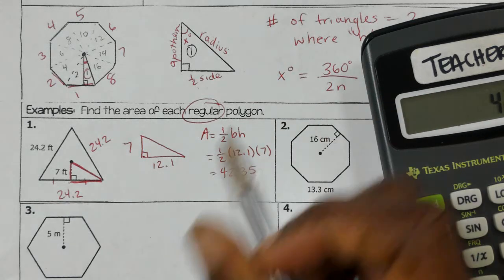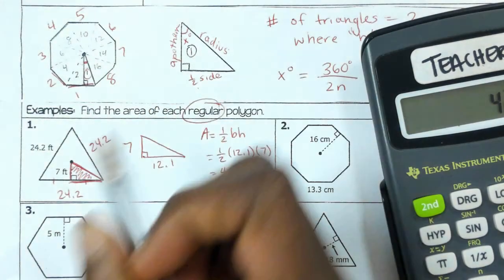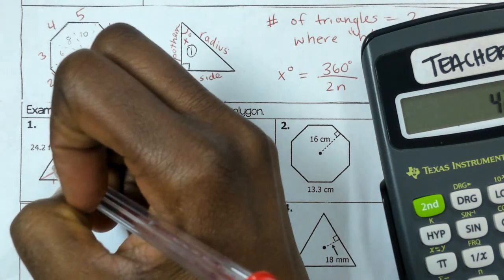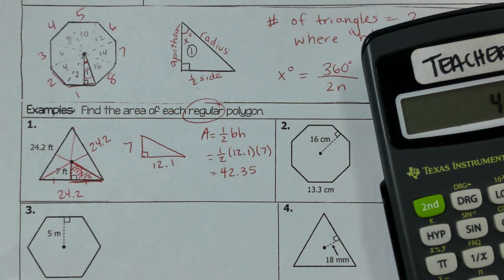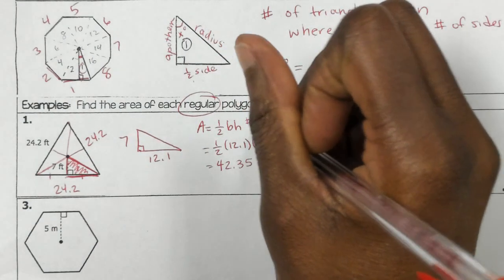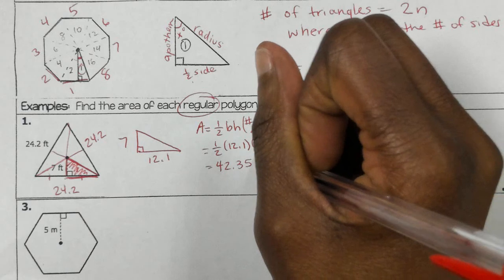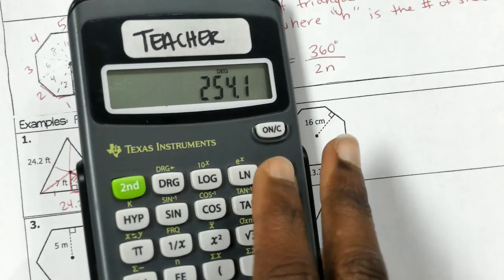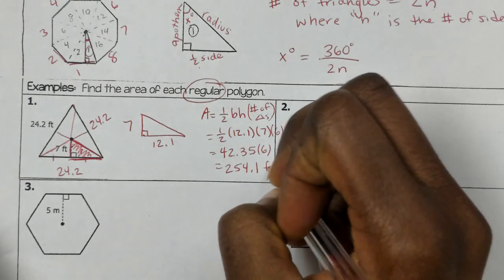So the area of one triangle is 42.35 feet. And then the number of this size triangle that we can make in this figure is always 2 times the number of sides, because I can make 1 here, 2 here, 3 here, 4 here, 5, and 6. So I can make 6 of these size triangles. So my area, I'm going to multiply it by the number of triangles I can make, which in this case is 6. So my area for the whole figure would be 254.1 feet squared.